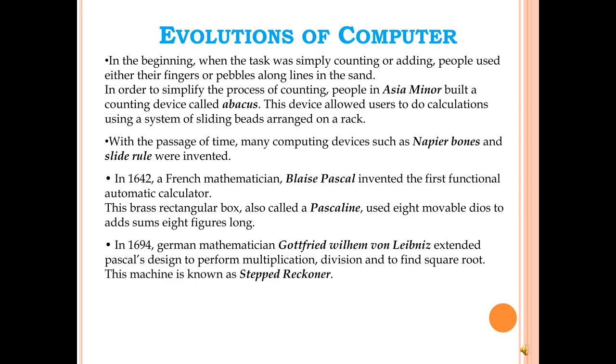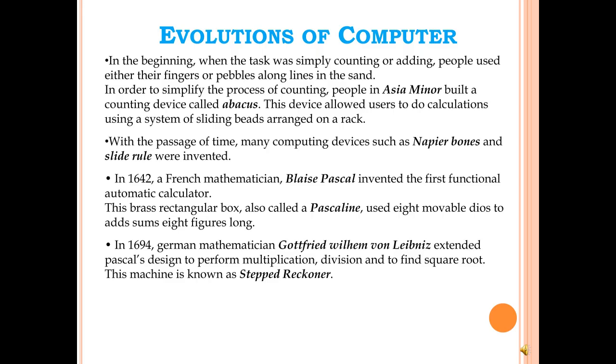Now, the time came in the year 1694. We found one German mathematician, his name is Gottfried Wilhelm von Leibniz. He extended Pascal's design to perform multiplication, division, and to find square root. This machine is known as Stepped Reckoner.